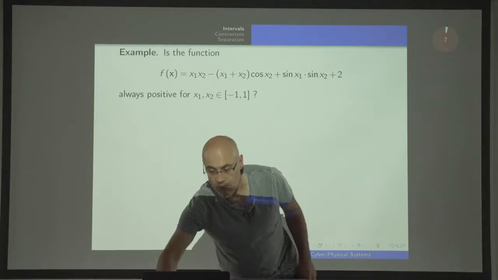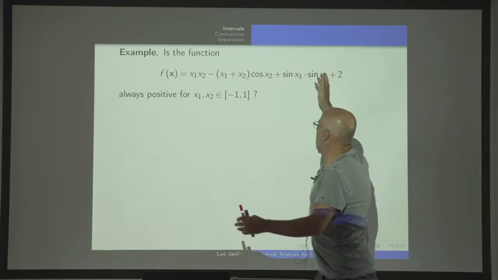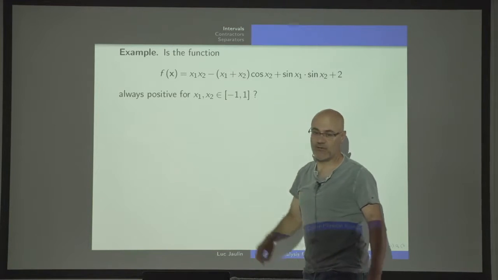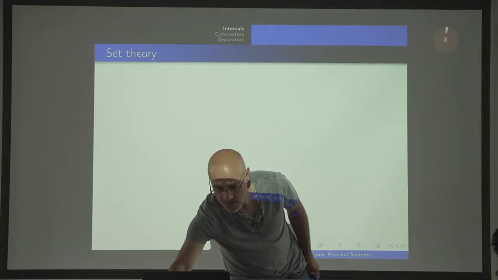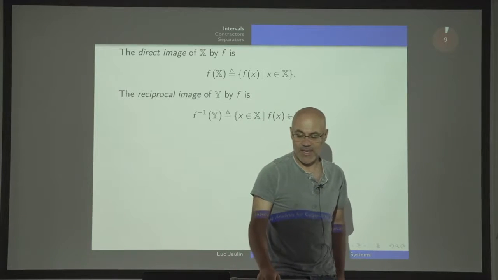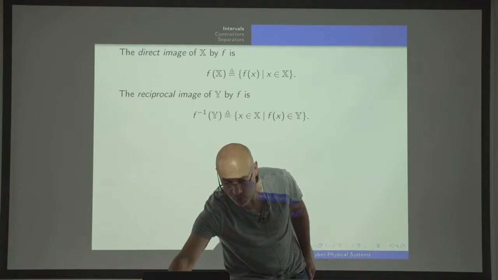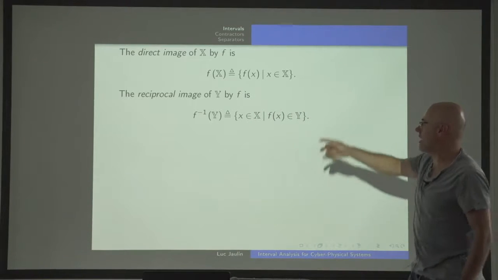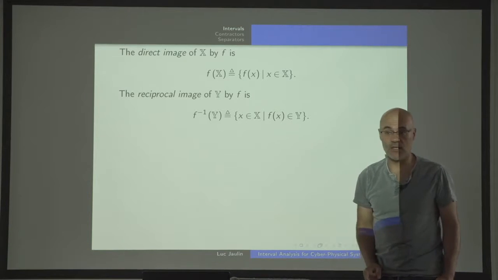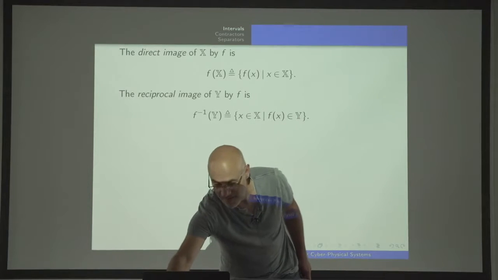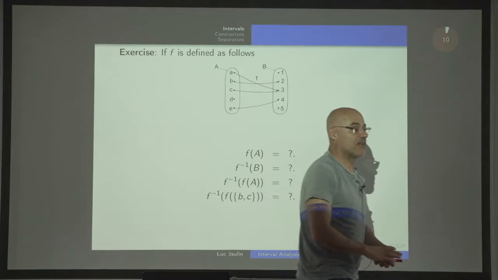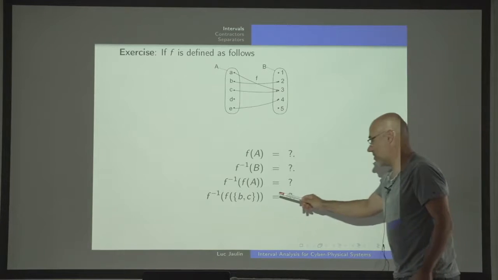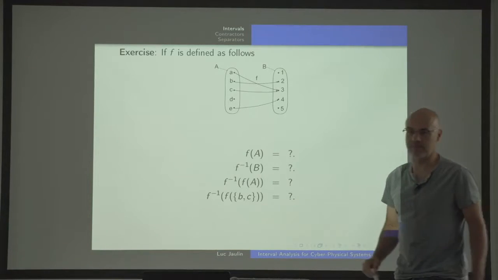So okay, if I have a function like this, I can answer with interval analysis: is it positive for all x1, x2 in this interval? How it works, everything is based on set theory. So I give you some classical definitions of set theory, the image of a set, the reciprocal image of a set. Probably you know this. That's why I give you a small exercise, and just to start, I would like the answer for the first one.